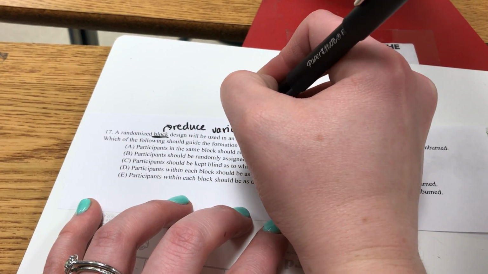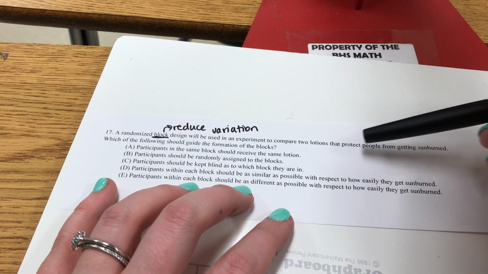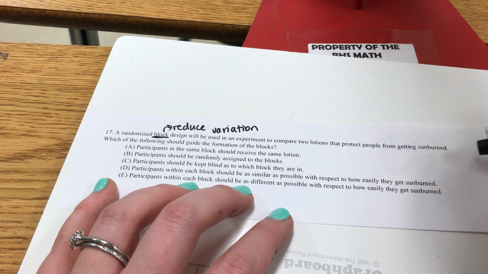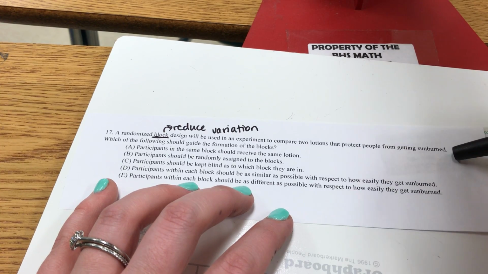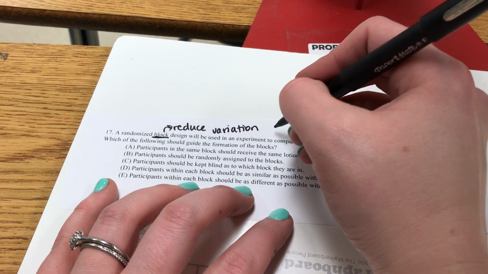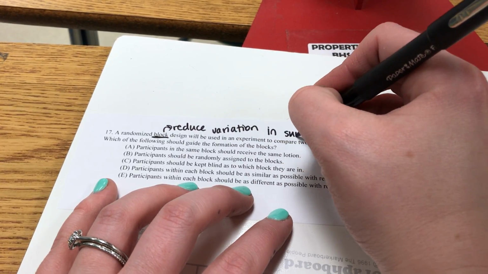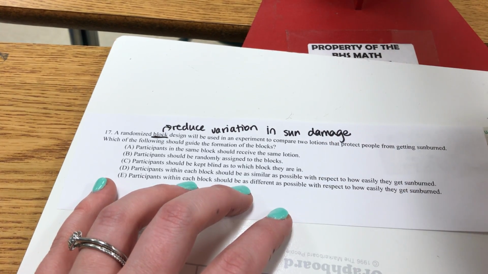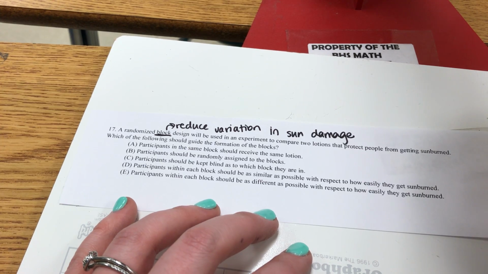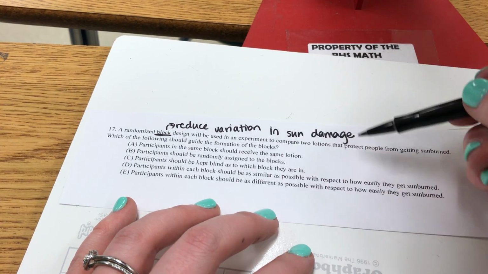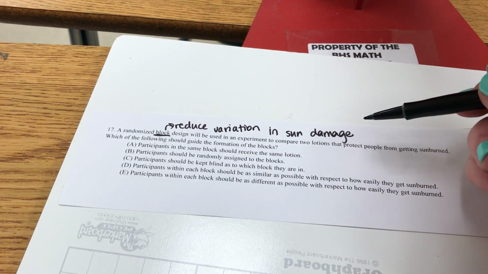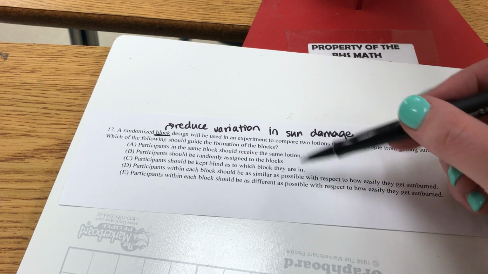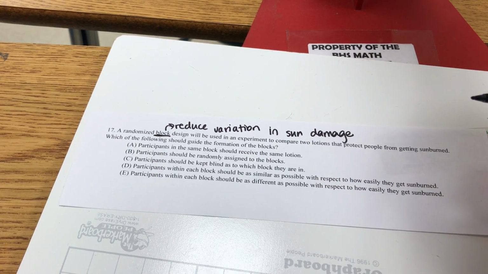Now, in this case, the explanatory variable is which lotion did they get? Did they get lotion A or lotion B? And it's trying to help protect people from sunburn. So it'll reduce variation in, I guess, sun damage would be what they would be measuring somehow. So that's our goal, is to reduce the variation in sun damage. So whatever you're doing with the blocks should help with that.